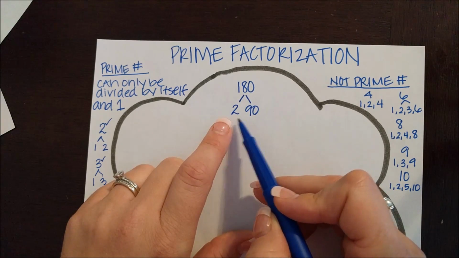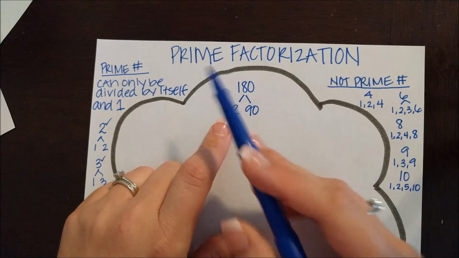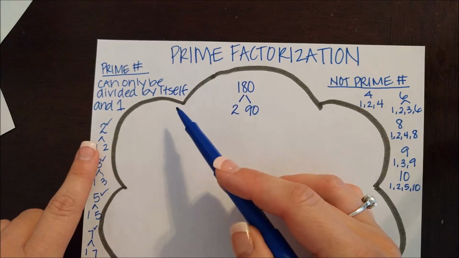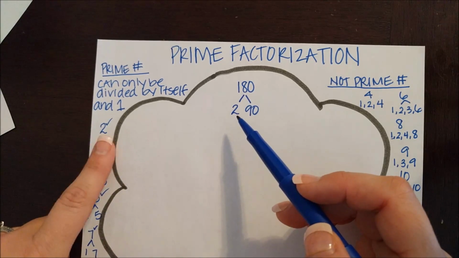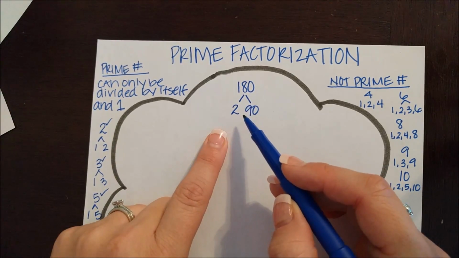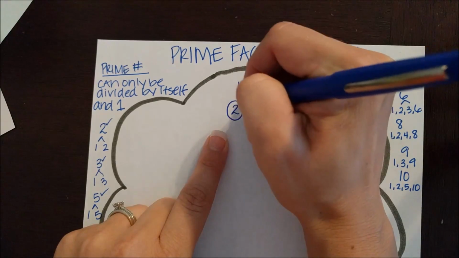Now, I've got to figure out, are either of these numbers prime? Remember, a prime number can only be divided by itself and 1. Ooh, well, 2 is prime. 2 can only be divided by itself and 1, so since it's prime, I'm going to circle it.